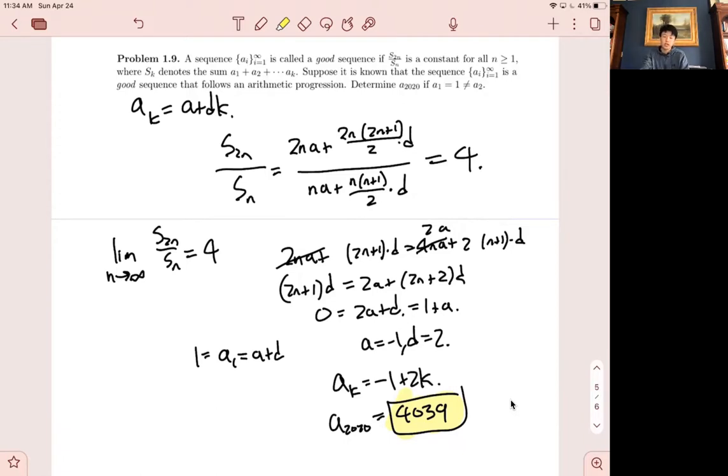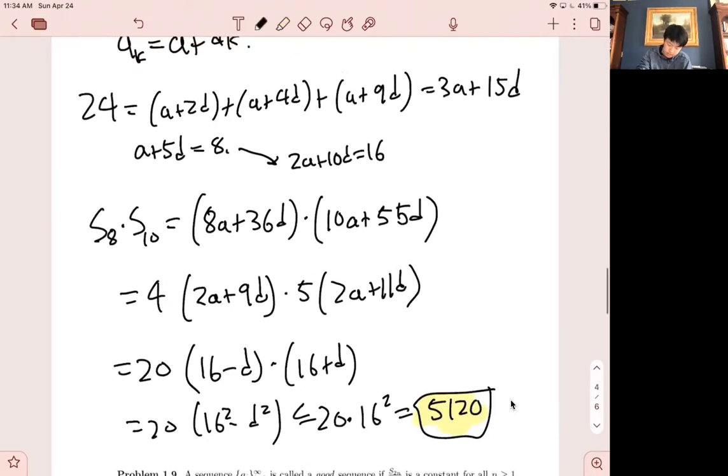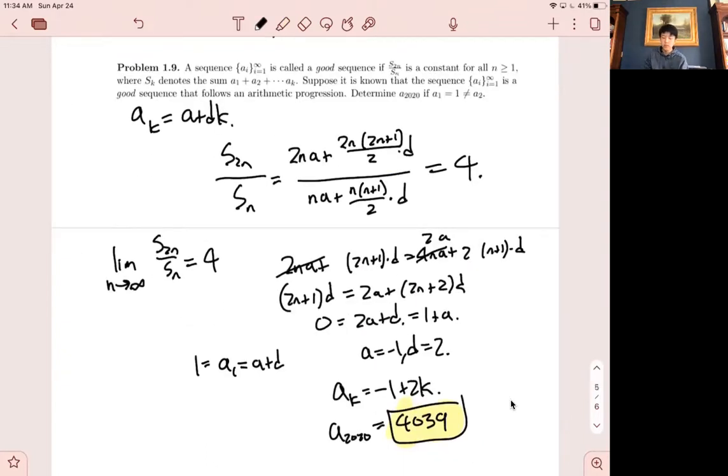So doing the same thing that we did here, we do the same thing here. So s sub 2n is equal to 2na plus 2n times 2n plus 1 over 2 times d, and s sub n is equal to na plus n times n plus 1 over 2 times d.